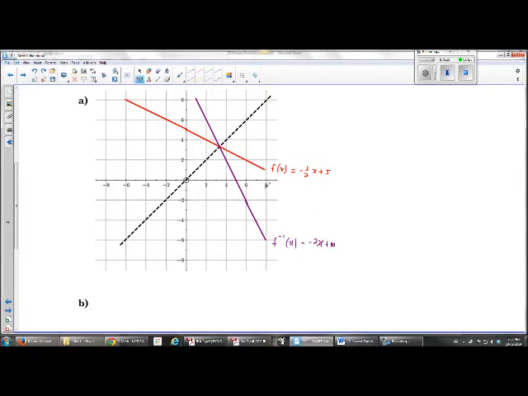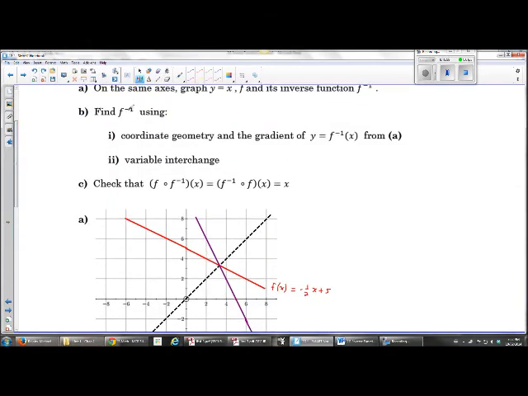So those are the two graphs. There's the original graph f of x equals negative 1/2 x plus 5. Here's the graph of x equals negative 1/2 y plus 5, keeping in the notation that we saw earlier, where we're interchanging x and y. And here's the graph of y equals x. Okay, so now for part B, we're to find the function f inverse using coordinate geometry and the gradient of f inverse of x from A, and then variable interchange.